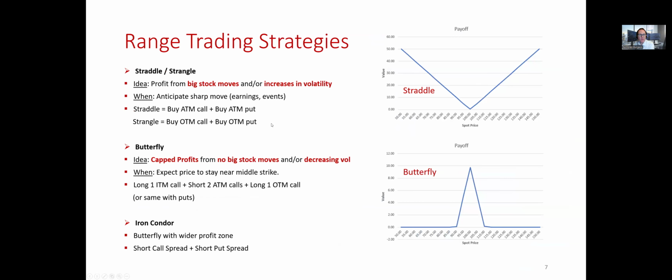Now we also have range trading strategies. We looked at a straddle earlier on. So basically with a straddle, we're looking to profit from big stock moves and/or increases in volatility. So this is the payoff of a straddle here. If we assume a spot price of 100, and stock prices go up in a big way, we make money. If stock prices fall in a big way, we make money. If they stay range bound or in the middle, then we lose. Then we don't make money. We also make money if volatility increases because the premium's increasing.